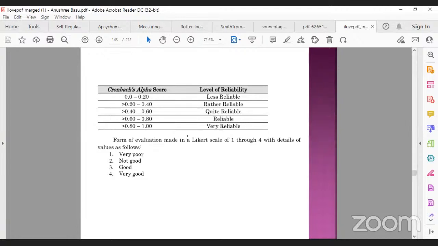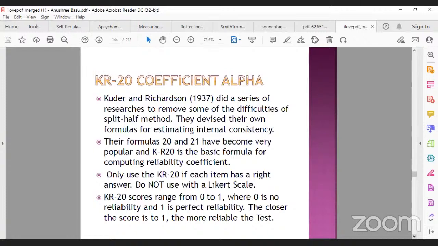The form of evaluation is made in a Likert scale of 1 through 4 with details. If your Likert scale looks like very poor, not good, good, and very good, then you are correlating each item with all the other items of the test. If your items are not correlating with each other, then you would remove those items, because if an item is not internally consistent, it would not give you the right reliability coefficient.